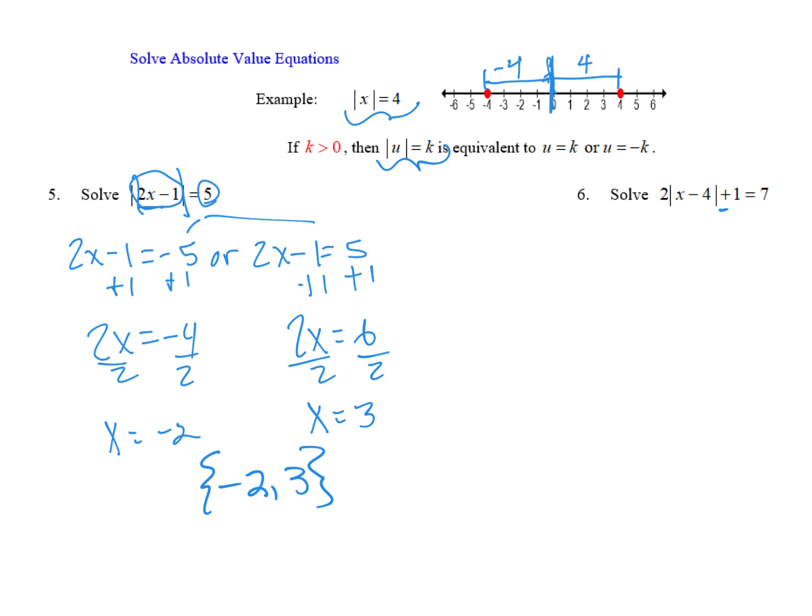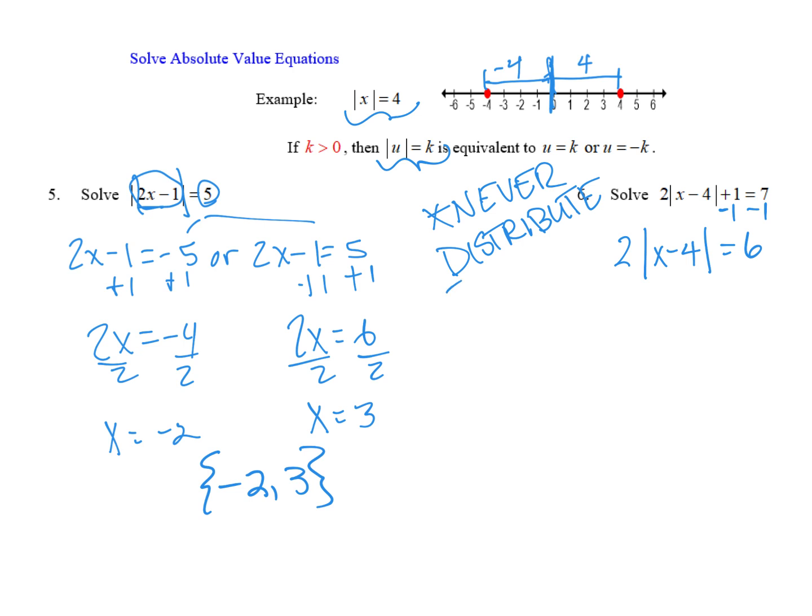You're going to first, just like solving an equation, subtract that 1. And please never, never, never distribute. Now let me explain why. You cannot distribute over an absolute value because absolute value is an operation, meaning distance from 0, not a parentheses or a grouping symbol. We distribute over grouping symbols. We don't distribute over operations, so do not distribute.